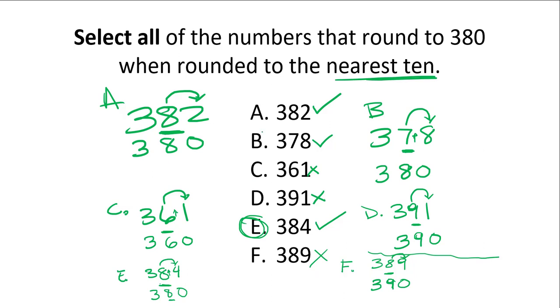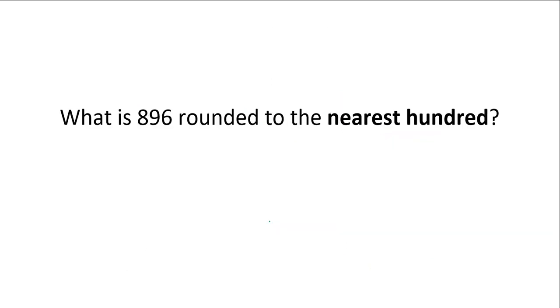So I see my answers. It's A, B and E. I hope you got the same thing if you were working it out with me. All right, let's work out the next one together. Remember, you can pause this video at any time if you feel like I'm going too fast or too slow, right? Or you can fast forward. It is your choice.